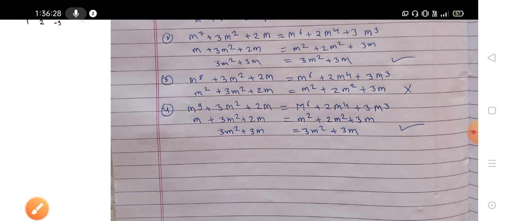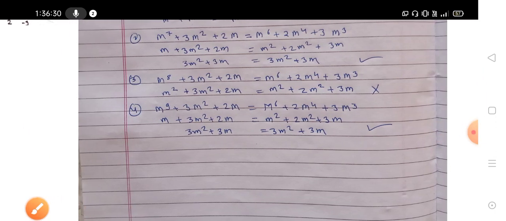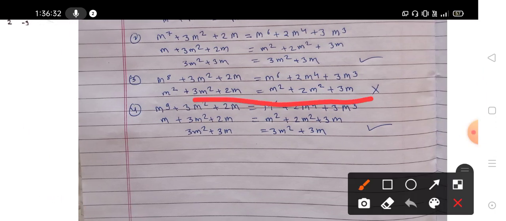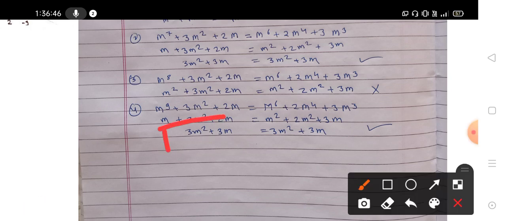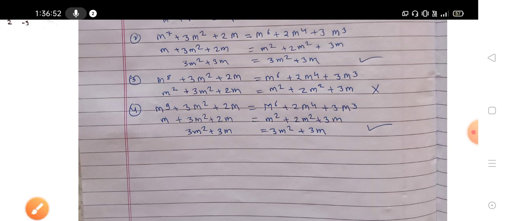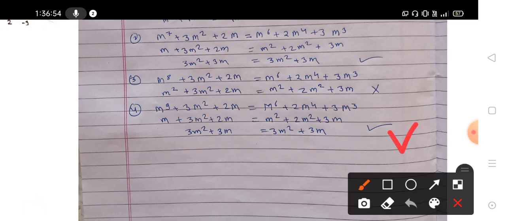Here this is option written, same here and we put a m raised to 9 equal to, this is a m plus 3m square plus 2m equal to m square plus 2m square plus 3m square, and finally we get 3m square plus 3m equal to 3m square plus 3m. This is the equality hold. This is also correct option.